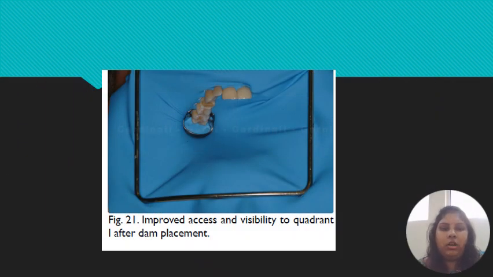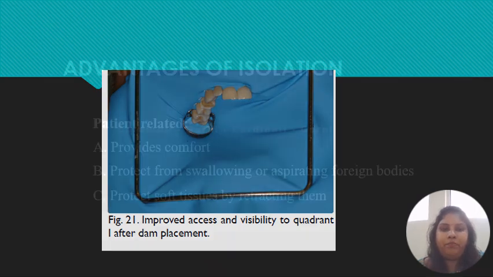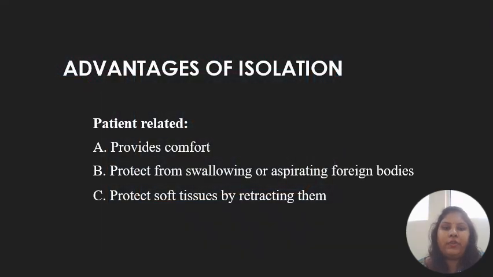So these are the methods of isolation using rubber dam. So main advantage of isolation is patient related. It provides comfort, protects from swallowing or aspirating foreign bodies, and protects soft tissues by retracting them.